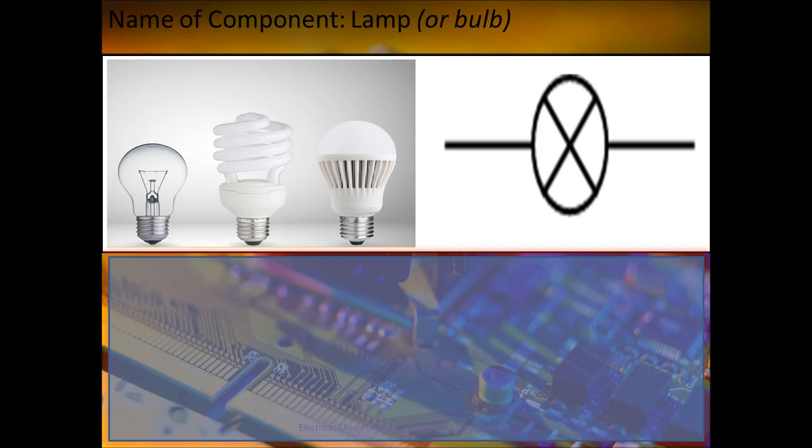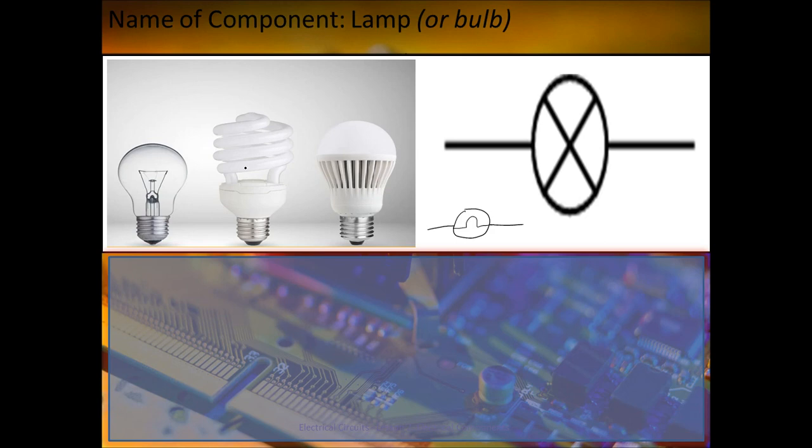Next one is a lamp or a bulb. This one also has a second, less commonly used symbol, where you have the circle and the Greek letter omega in there. So you might see this, but it is rarely used. The commonly used one for WJEC exams is the X in a circle.